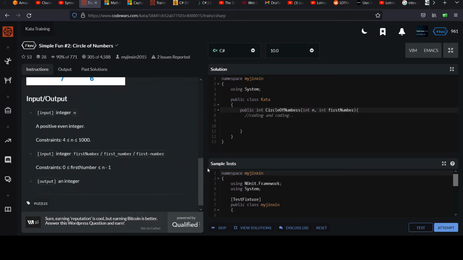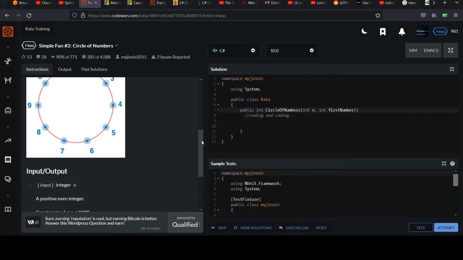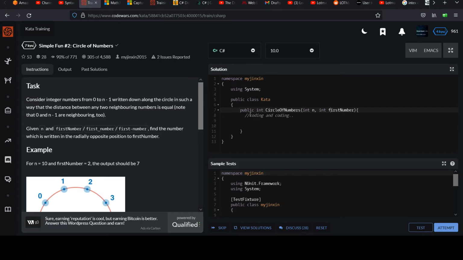Input, output, okay, they give us some constraints. They tell you n's between 4 and 1,000, a positive even integer for n. Feel free to error check that stuff if you like. Okay, I'll get into it. Go ahead and pause the video, try this one out. I know it's a little more on the mathy side than the coding side, but it's good for you.